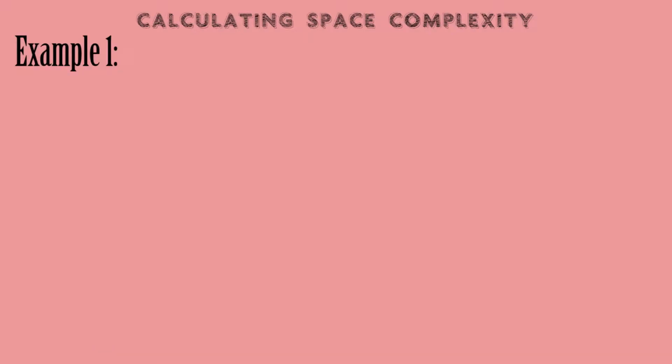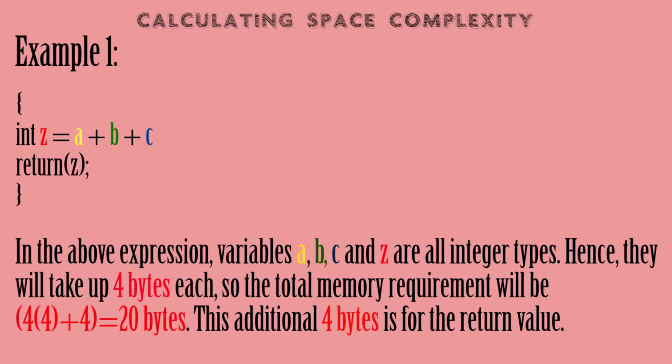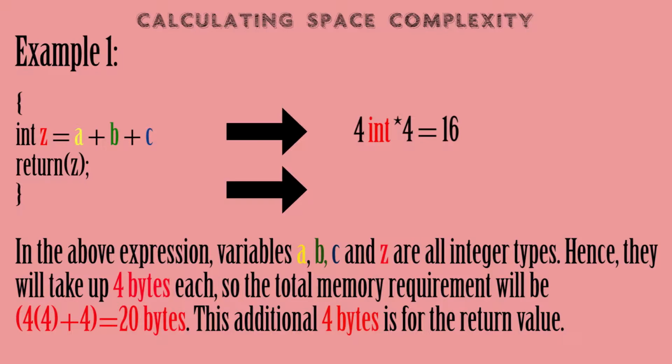Now, let's learn how to compute space complexity by taking a few examples. In the above expression, variables a, b, c, and z are all integer types. Hence, they will take up to 4 bytes each. So, the total memory requirement will be 4 times 4 plus 4 is equal to 20 bytes. This additional 4 bytes is for the return value.